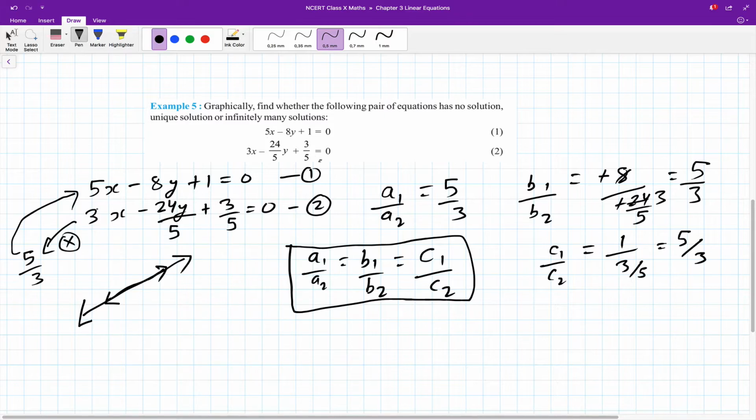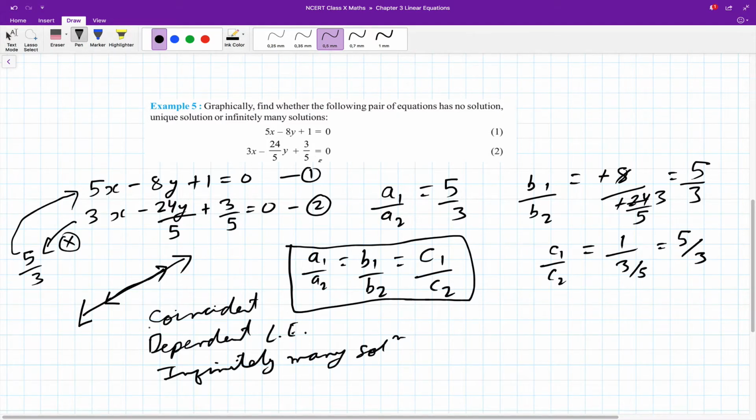So indeed, if you just have a look at this equation, it is just a scaled up version, and this is why we get a coincident pair of lines and infinitely many solutions. So this is a small trick. Instead of going through all this process of plotting the lines and then finding out that they are coincident lines, you can find out directly at the very first step that they are coincident lines. It is a dependent pair of linear equations, and there are infinitely many solutions to it.